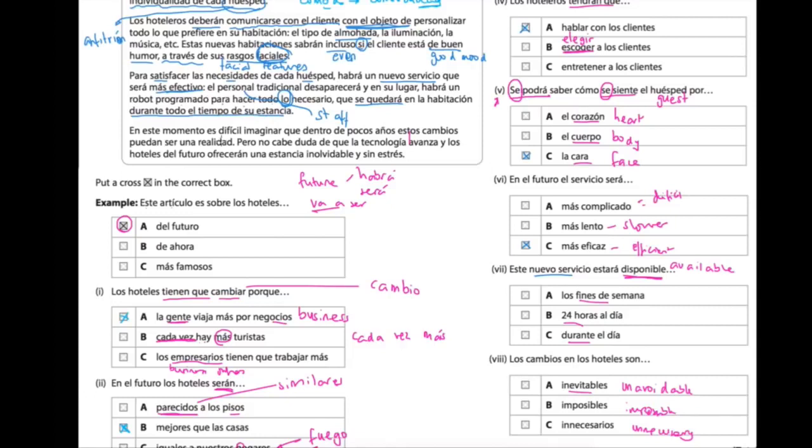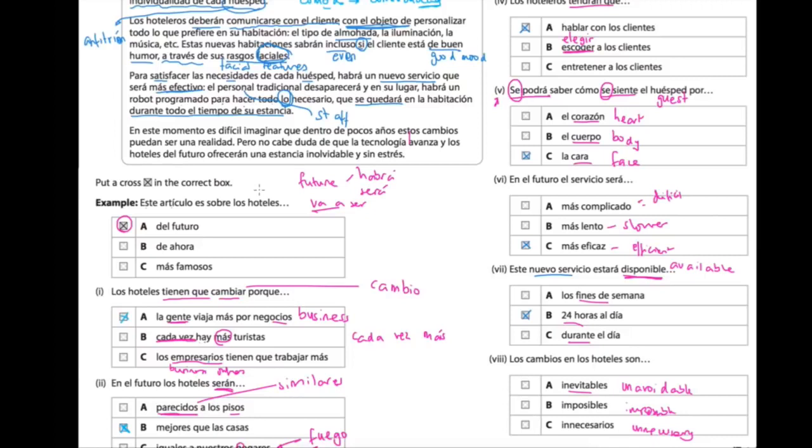So, when is this going to be available? 24 hours a day. Okay? All the time, during your stay. And then the last one, the changes are what? Inevitable, impossible, or unnecessary? Let's have a look.